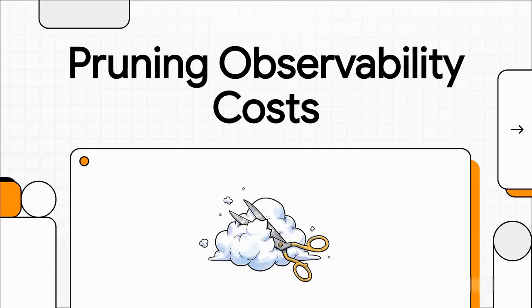All right, let's get right into it. We're talking about one of the sneakiest budget killers in the cloud, observability. It's supposed to give you clarity, but more often than not, it just ends up giving you a giant bill. So in this explainer, we're going to break down exactly why that happens and, more importantly, how you can fix it.